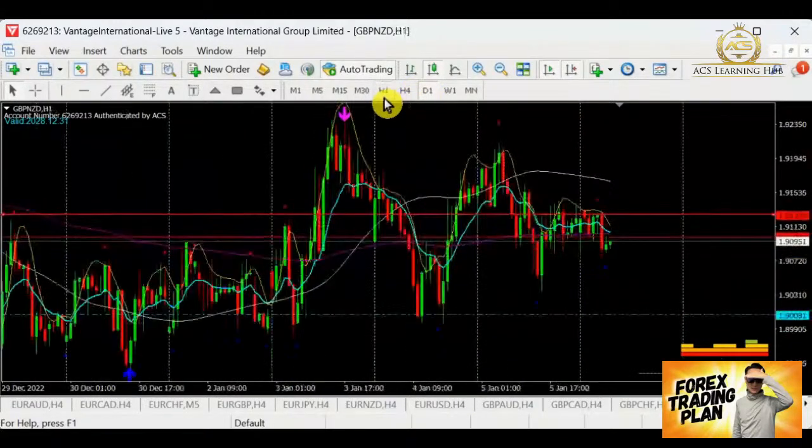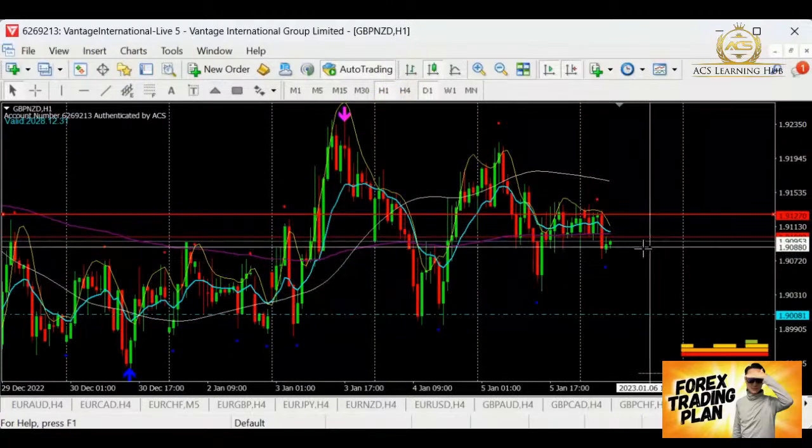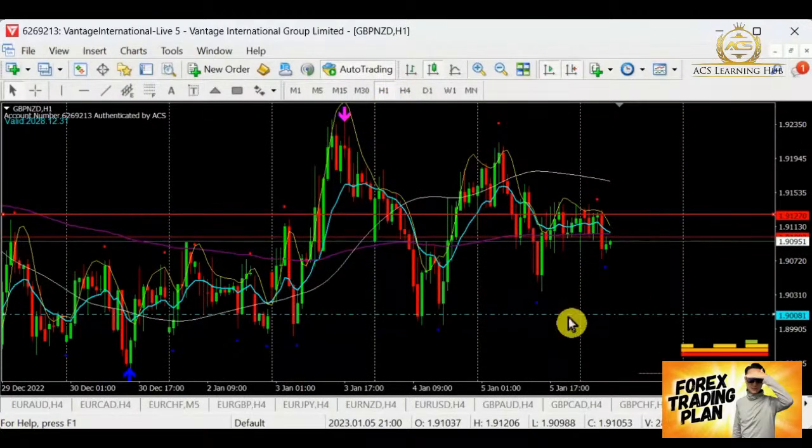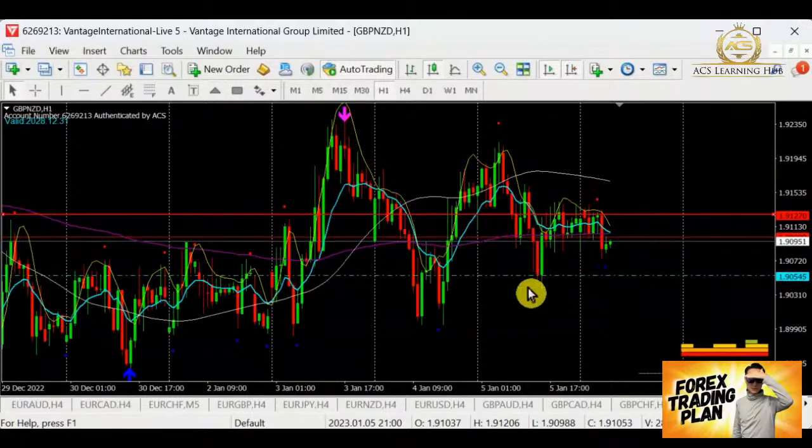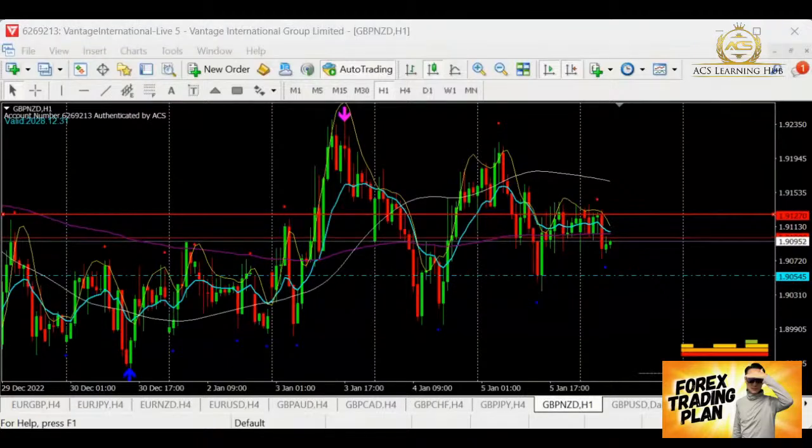However, there is a support over at this area here, so we just need to take note, about 40 pips to go. About 40 pips. All right, so from here, we can take note if there's a chance of selling. This is the area that we are looking out for. So for pound kiwi, I'm going to put this in my watch list.